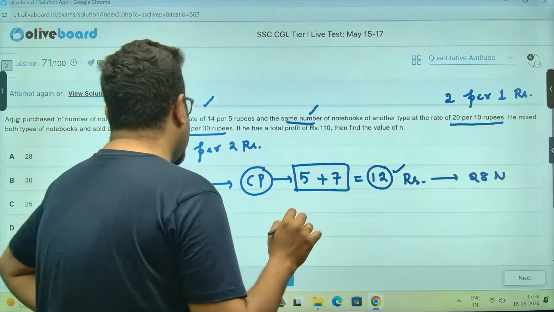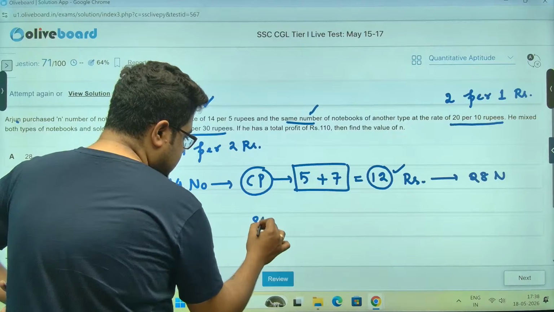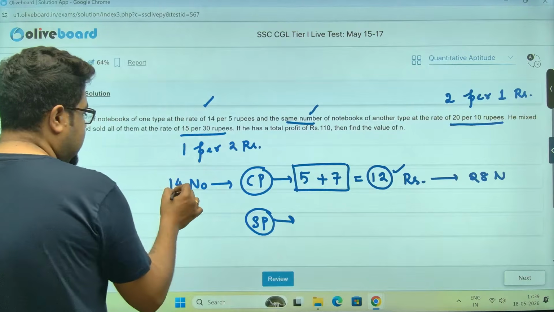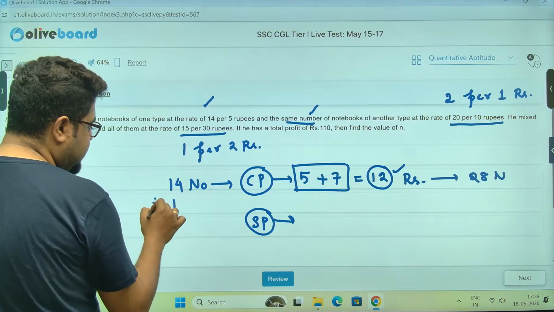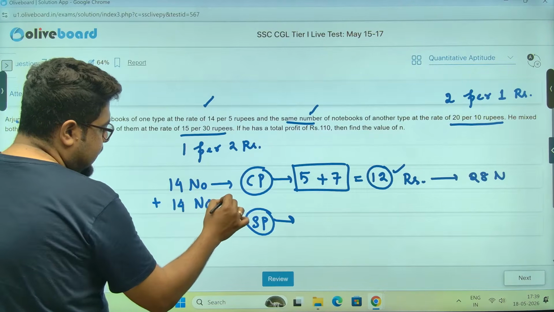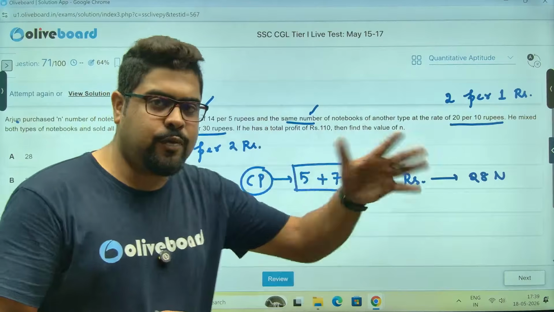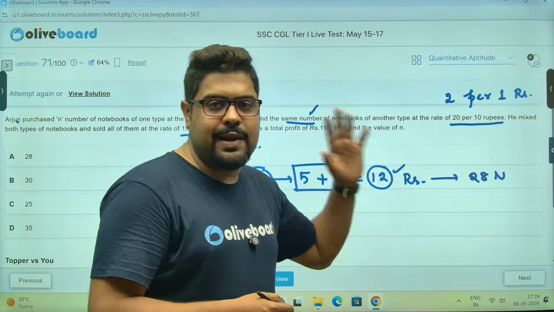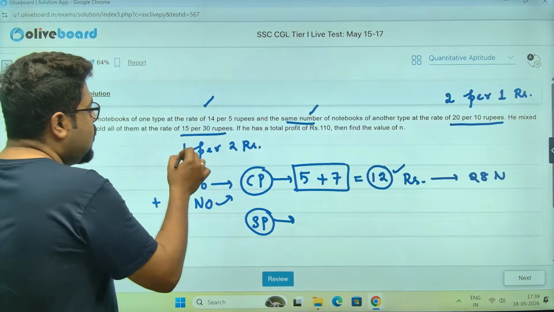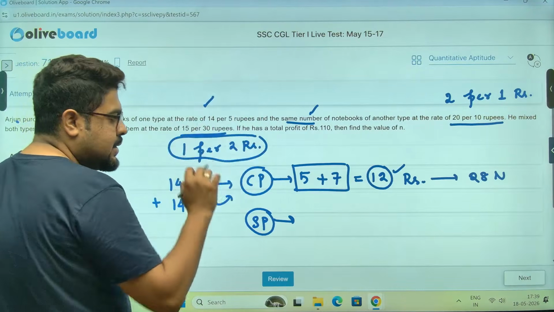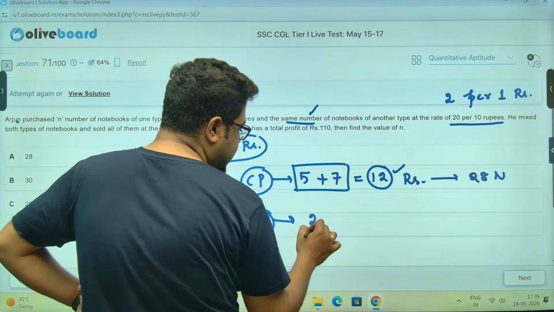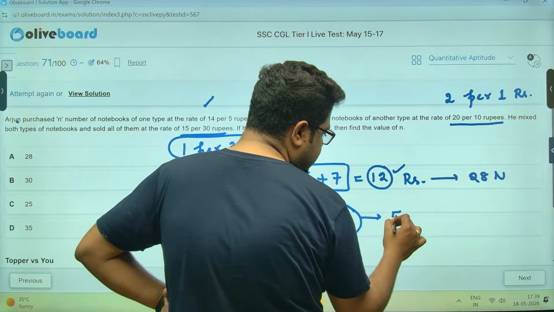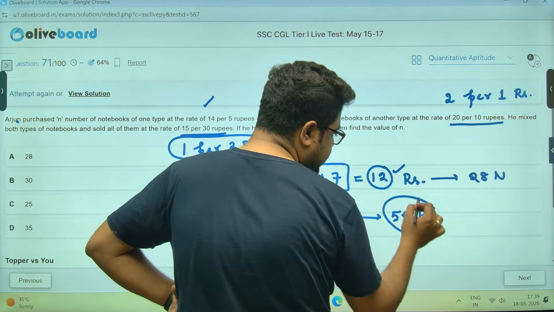And these 28 notebooks he sold for, SP will be how much, sir? So 14 here and plus 14 here. You are getting my point. Type 1 14, type 2 14. Total 28, bought in 12 rupees. And he is selling them 1 per 2 rupees. So total selling price will be 28 notebooks, 2 rupees each. So he is selling them for 56 rupees.